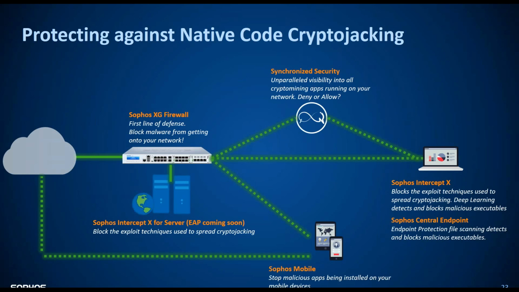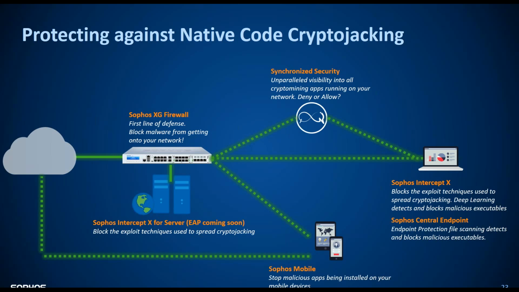When it comes to native code cryptojacking, it's a little bit more complicated, of course, but we still have our XG firewall as a first line of defense. So we are here capable of stopping malware from getting onto your network. Here we can inspect attacks taking place, files being sent to you via email or via web. And on the endpoint side, we have our Intercept X solution in combination with Central Endpoint. So Intercept X, that's our next generation endpoint solution where we have a combination of multiple next generation technologies that are completely signatureless and also protect you against unknown threats. In combination with the Central Endpoint, so this is the traditional endpoint solution that we have, also combining signature-based and signature-less technologies, and together you will achieve a very, very high grade of protection, of course.